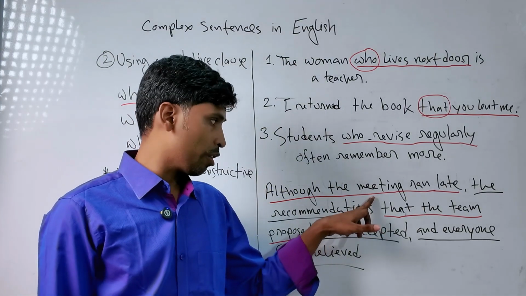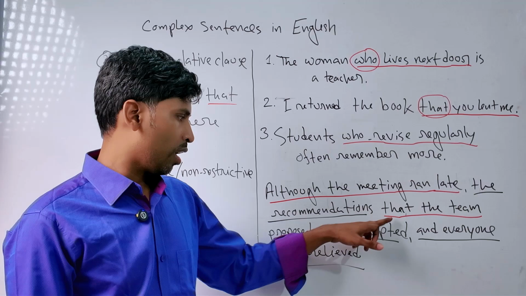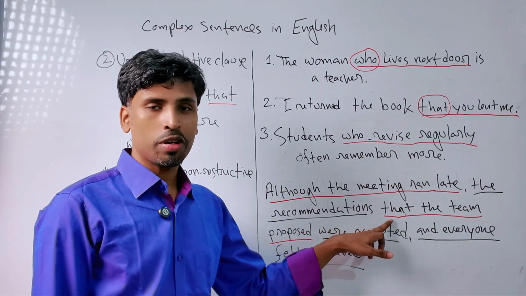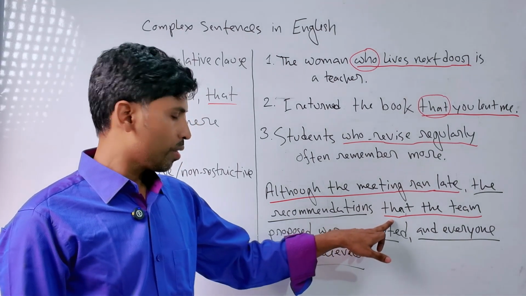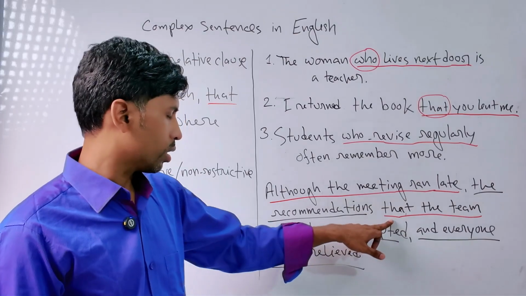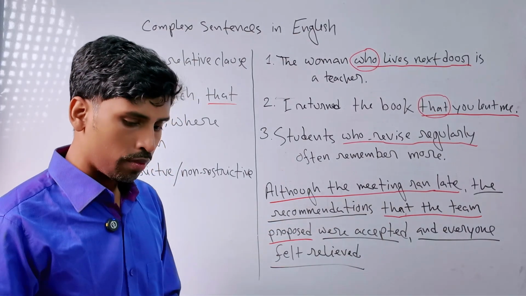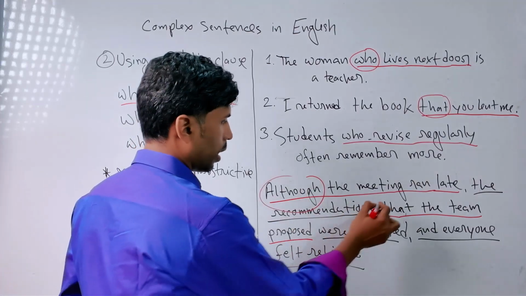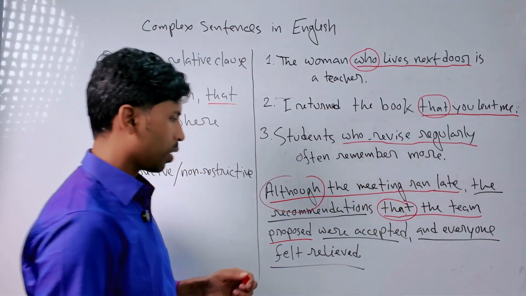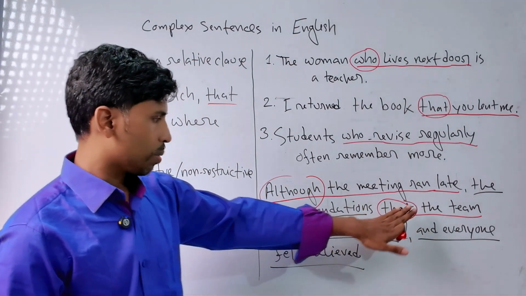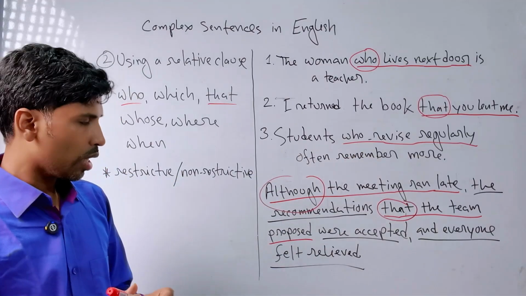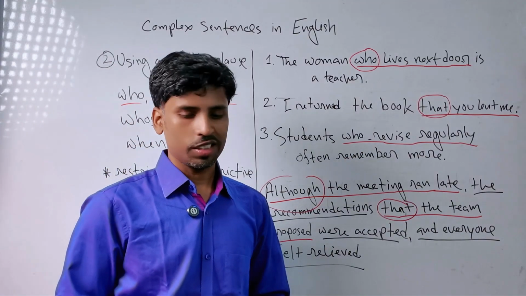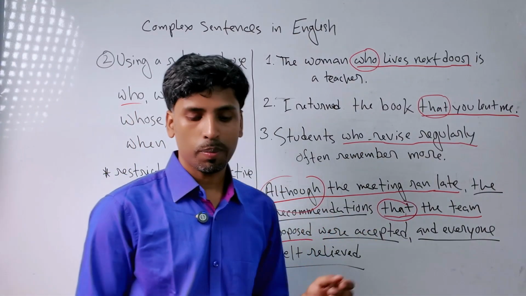The two clauses underlined in red, are they independent or dependent? They're dependent or subordinate clauses. Okay, and we have our signal words here. This is our signal word, and this is also our signal word. So these two are subordinate clauses. The other two clauses are independent clauses. So this is a compound complex sentence.